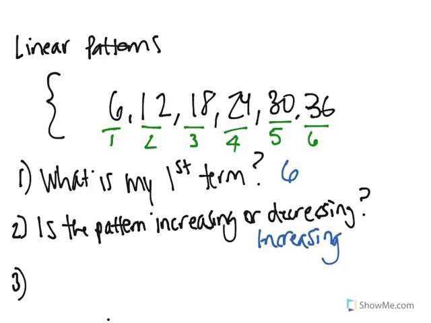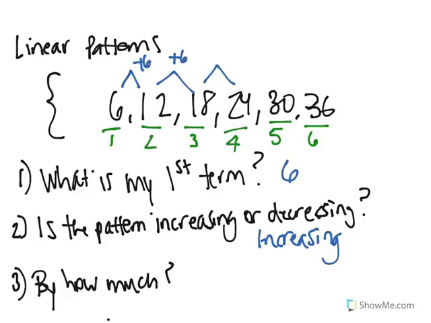Now, the third question I want you to ask yourself is by how much? If we know that a linear pattern increases or decreases by the same amount each time, we have to figure out by how much. By how much are the numbers in the set increasing or decreasing? So let's see, to get from 6 to 12, you add 6. To get from 12 to 18, you add 6. To get from 18 to 24, you add 6. To get from 24 to 30, you add 6. To get from 30 to 36, you add 6. So we know that the pattern is increasing by 6 each time.